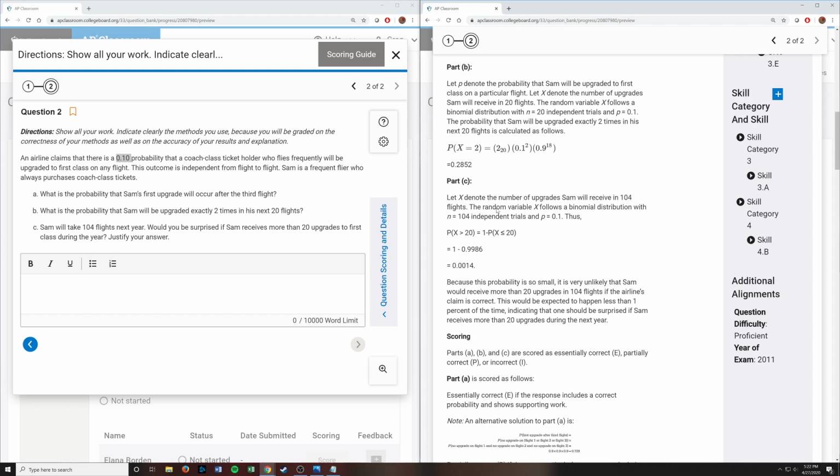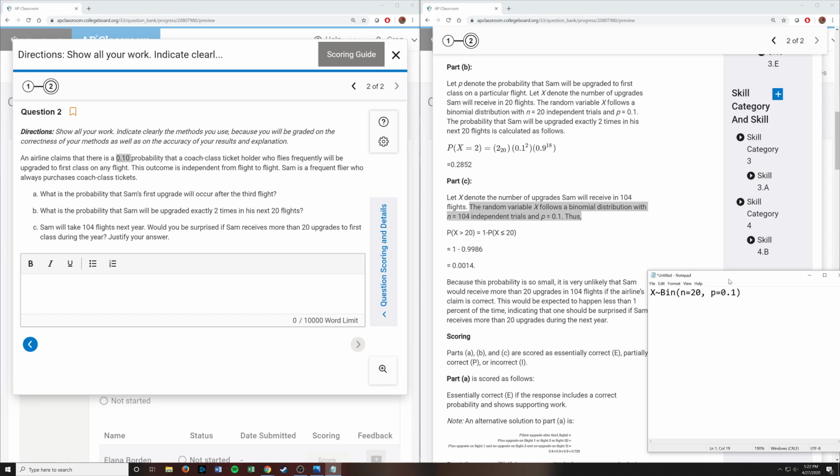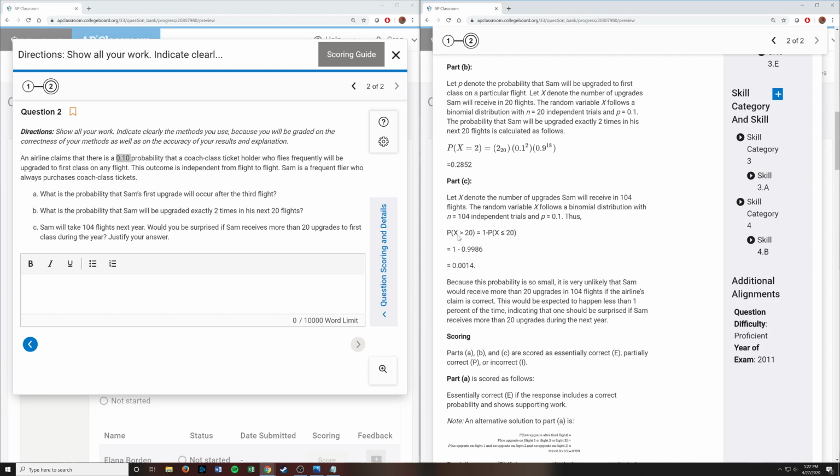Here's how it actually works. They define their parameter first. That's usually a good thing to do. They say that it follows a binomial distribution with n equals 104 and p equals 0.1. So again, you could use language like this. Now we're using n is 104. Okay, so you could write this instead of writing what's highlighted here. We want to know the probability that the number of upgrades is more than 20. More than 20. So this is not like greater than or equal to, strictly greater than.